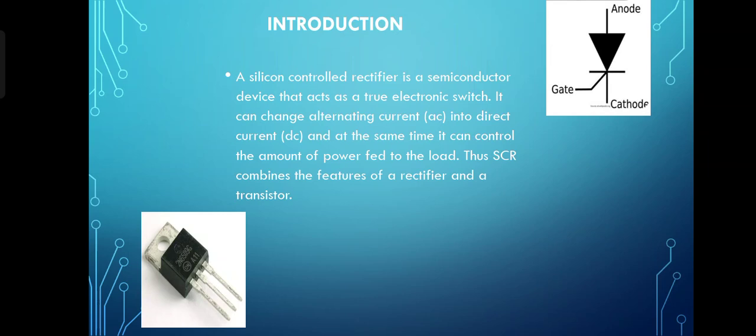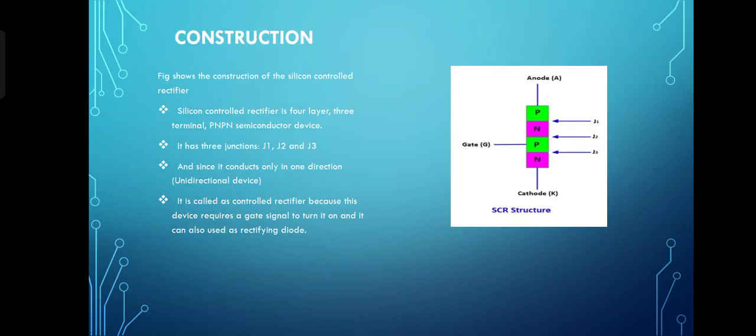Thus silicon control rectifier combines the feature of a rectifier and a transistor. Here the image represents the symbol and symbolic representation of the SCR. It has three terminals: anode, gate and cathode. Next, construction. Here the figure shows the construction of the silicon control rectifier.